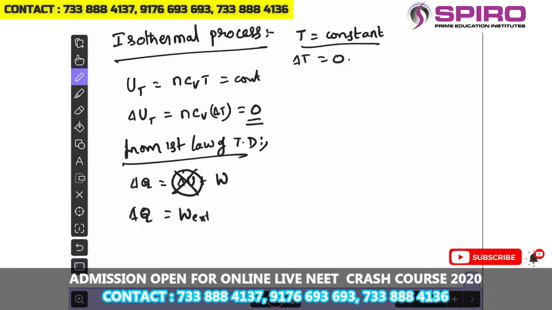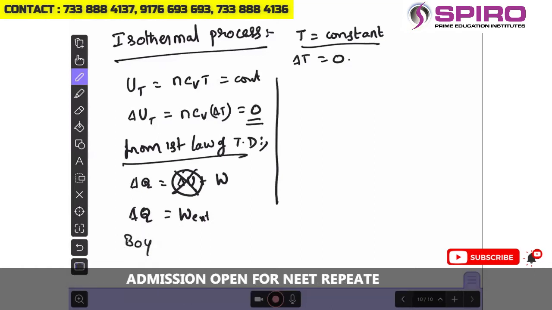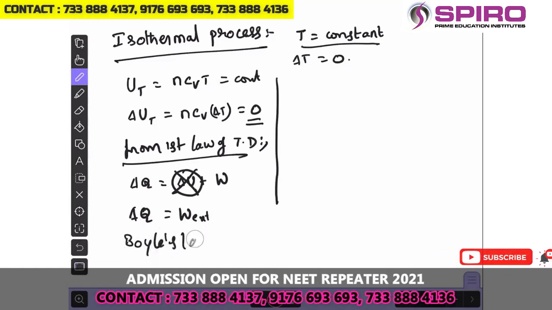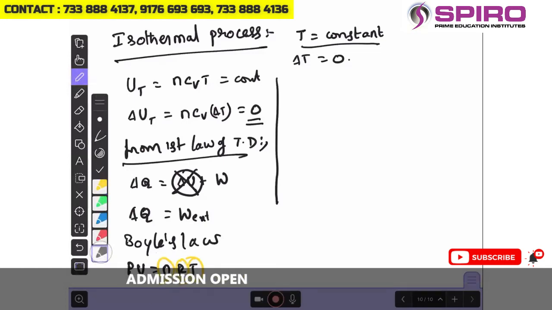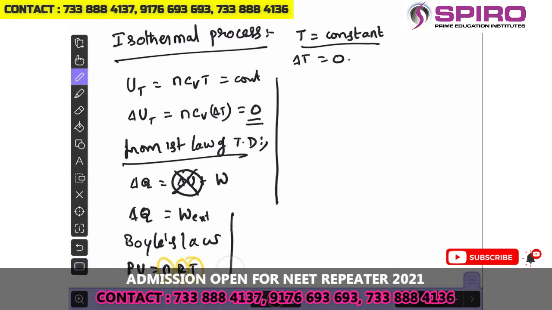Being temperature constant, this process is also called Boyle's law. Right. What do you know according to Boyle's law? Boyle's law, PV is constant. In the ideal gas equation, PV equal to nRT, n is the number of moles, R is the universal gas constant, and T is the temperature. Being n a constant, R a constant, T a constant, the entire process can be formulated as PV is equal to constant.